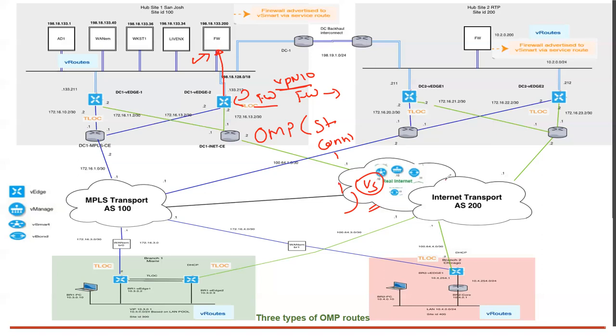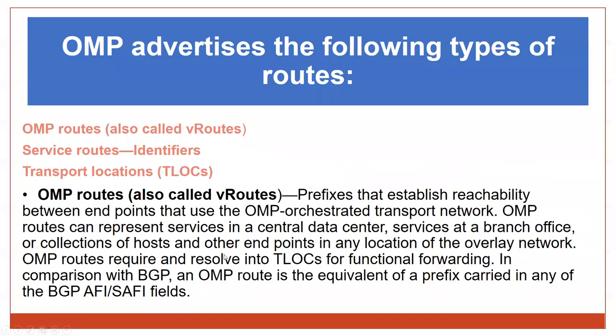So let me go back here to the slide and clear the screen. Some notes are also there that you can refer to. You can see OMP routes are called vRoutes, whatever we have discussed. But the important thing in these slides is the last line. Comparing with BGP, an OMP route is the equivalent of a prefix carried in the BGP address family or sub-address family fields. So these are the prefixes.